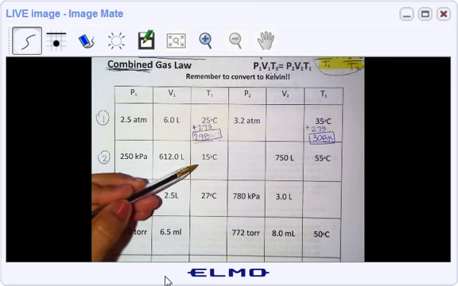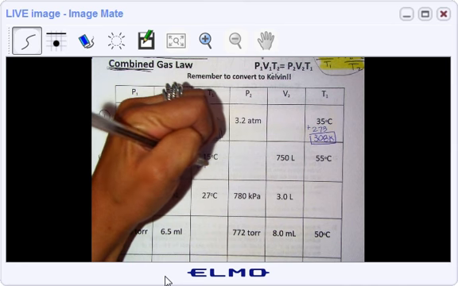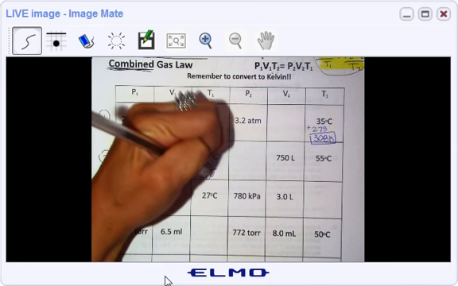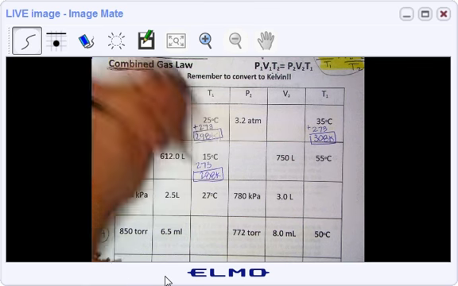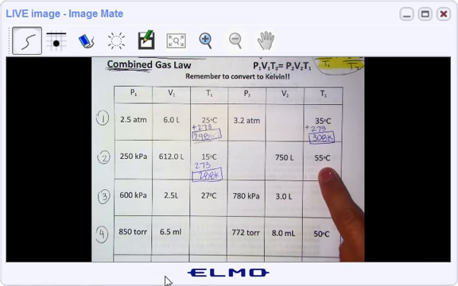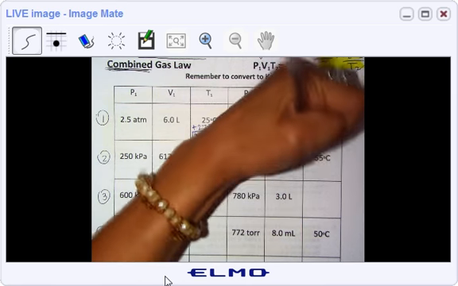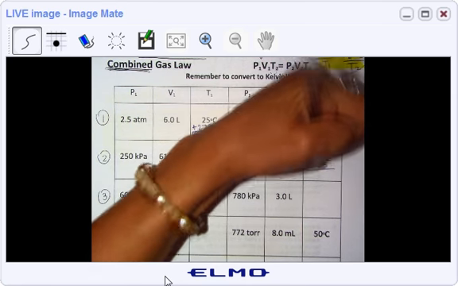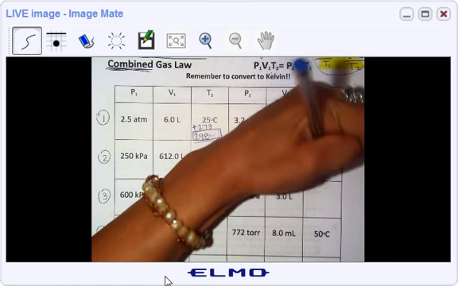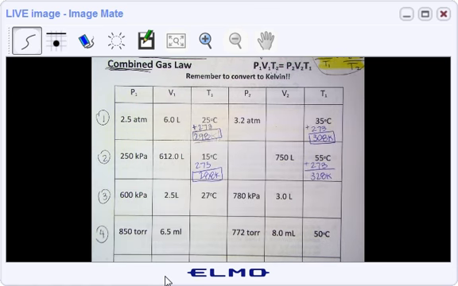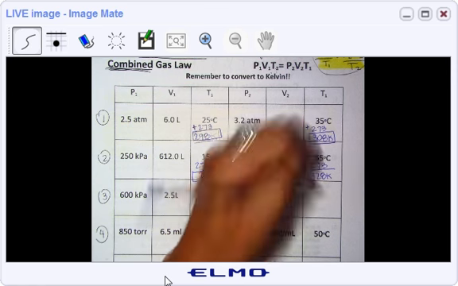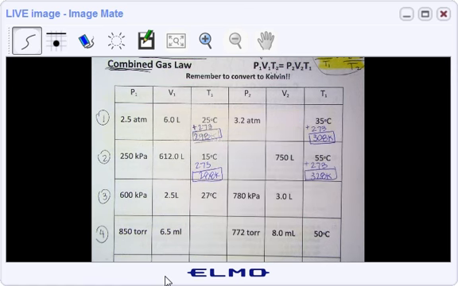I'll go ahead and get the next ones done. 273 plus 15 gives me 288 Kelvin. And this last temperature we need to convert to Kelvin, 55 plus 273, 328. Any questions on how you convert to Kelvins? Okay, you're just going to add 273. I'll give you a second to write that down so you can pay attention to what I'm doing instead of just trying to catch up.